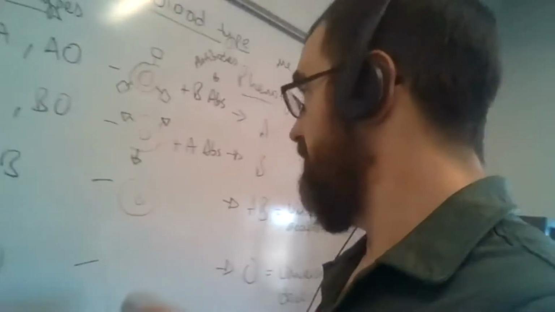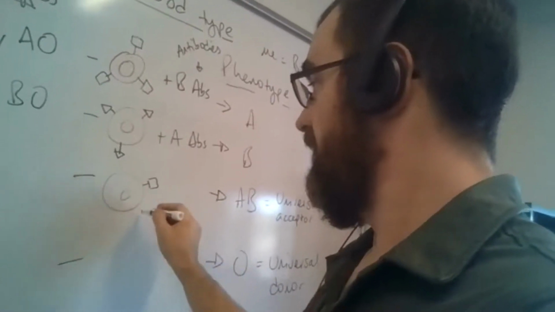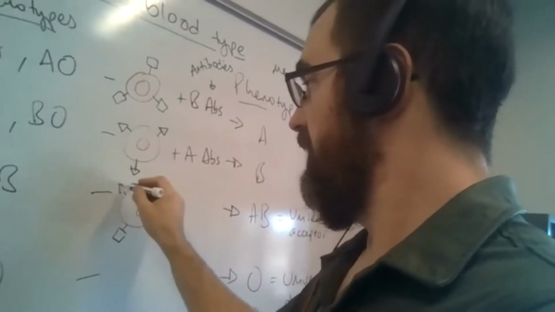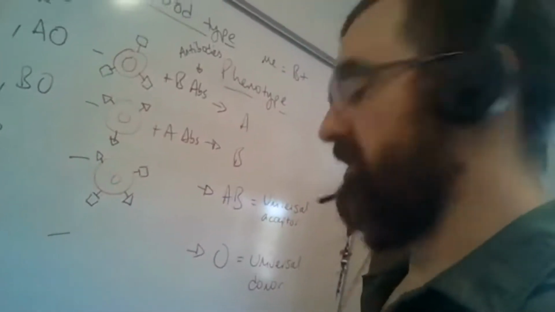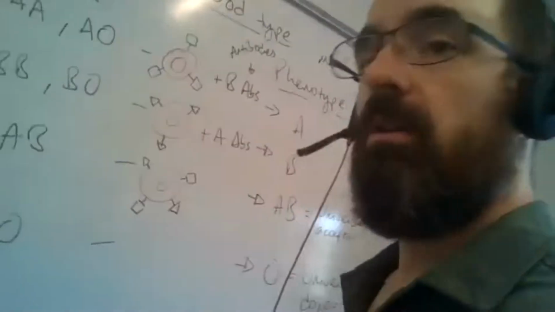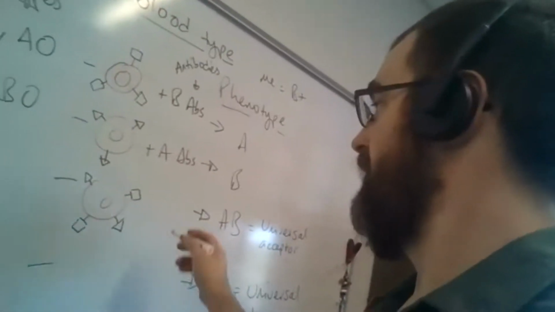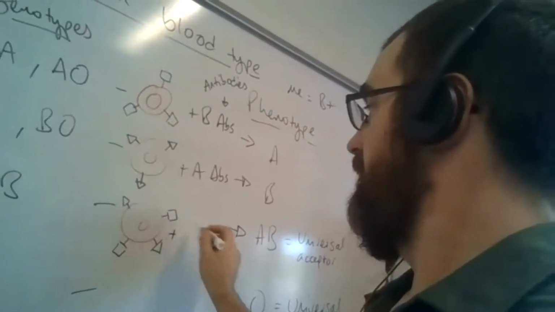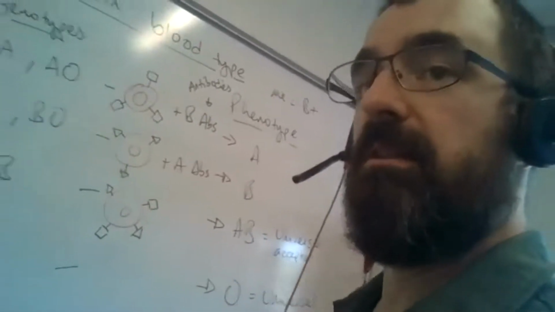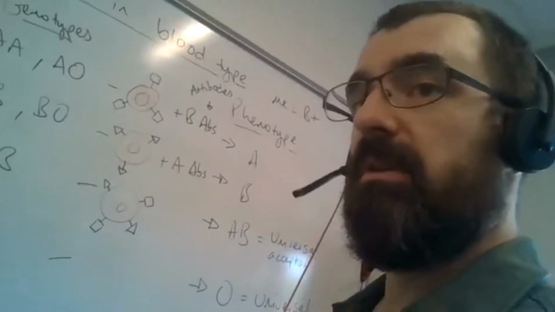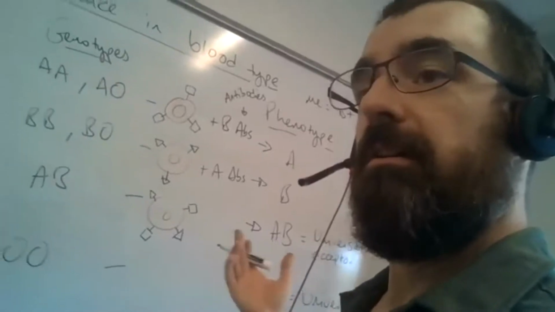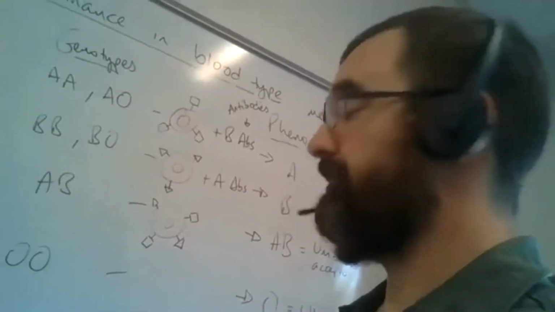So again, the same for AB, but now because you have both alleles, you have both proteins expressed on the surface of that red blood cell. And because you have both antigens present, you can't have any antibodies, because if you have antibodies present to either A or B, your blood will stick together and you'll die, right?